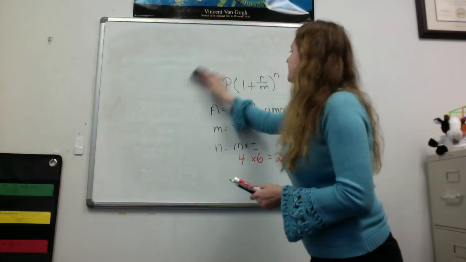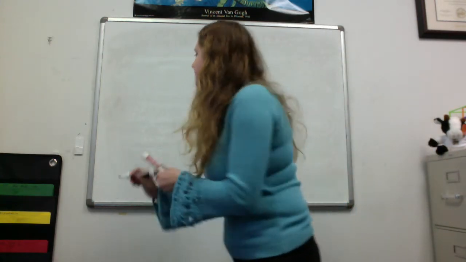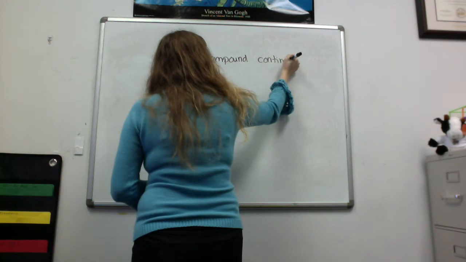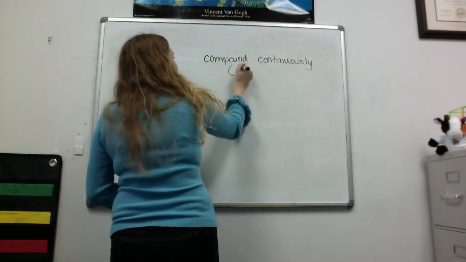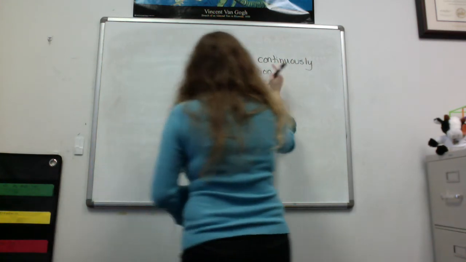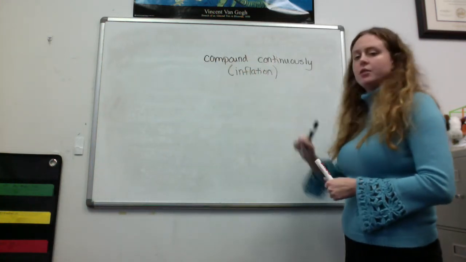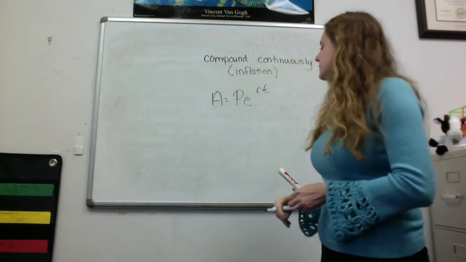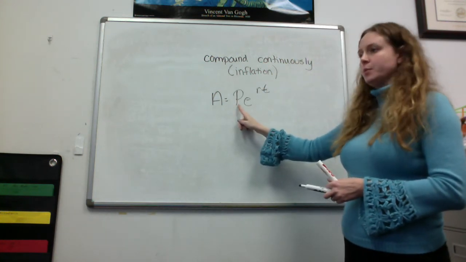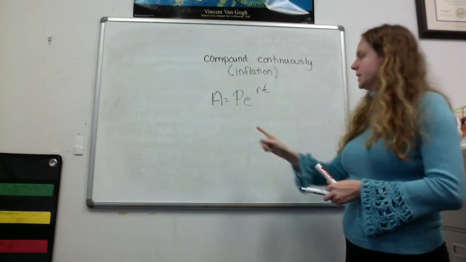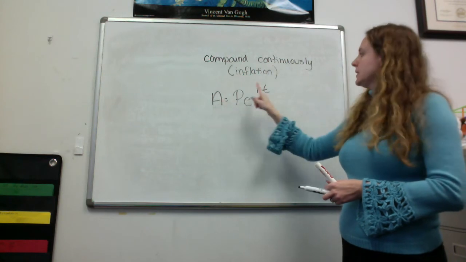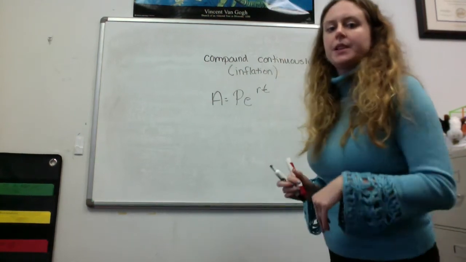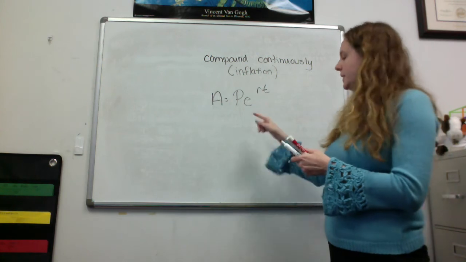The last formula is compounded continuously, or if our problem talks about inflation. So compound continuously or the word inflation. Sometimes it's called the PERT formula. A equals P, principal, E, and then the exponent RT. P is principal, A is the final amount, T is our time in years, R is our interest rate, still written as a decimal. The only new variable is E.